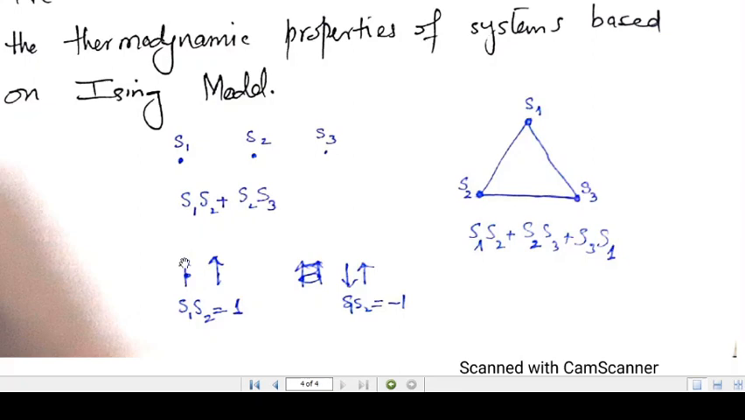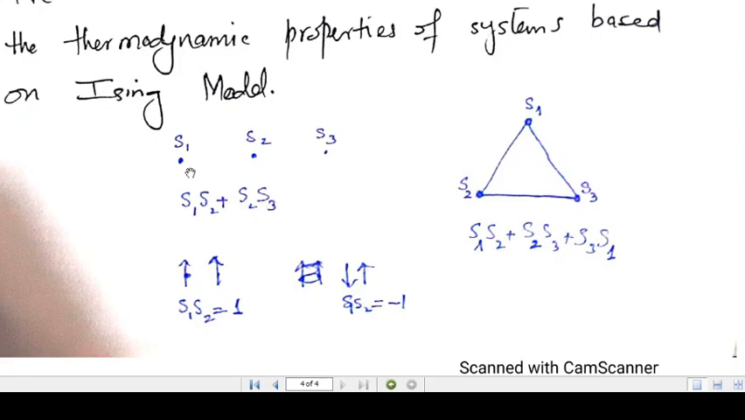If S1 is up and S2 is up, we know that S1 and S2 both have a value of plus 1, so this product will give you plus 1. And if the manner of occupation is such that spin 1 is down and spin 2 is up, then this product will give you a value of minus 1. So in this case you will have a plus 1 here, and in this case a minus 1 here. So this product will depend on the manner of occupation of these spins.